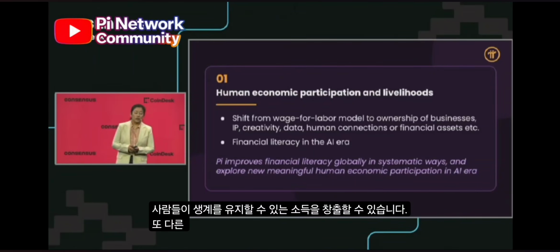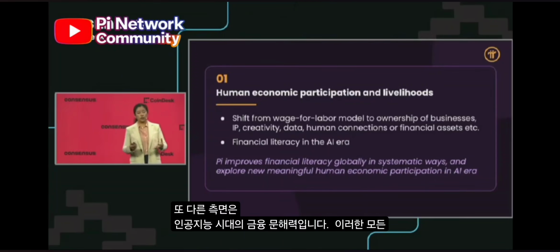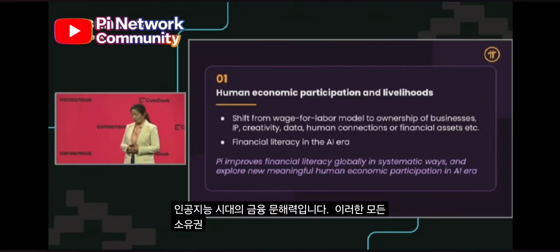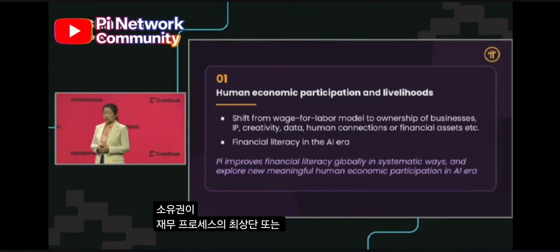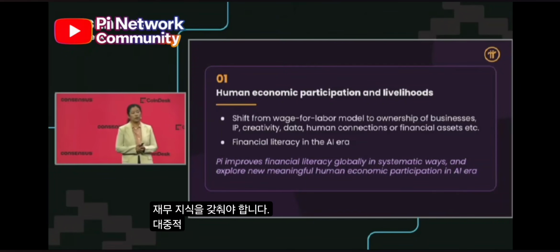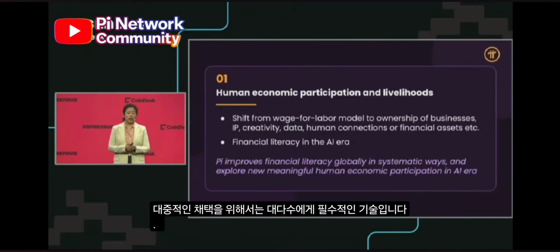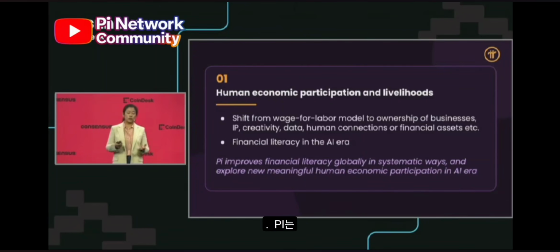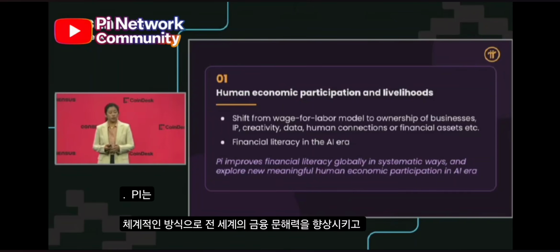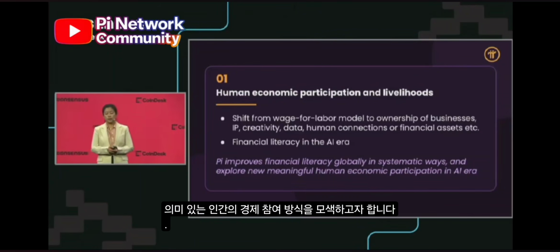Another aspect is financial literacy in the era of AI. In order for all these ownerships to be inside the financial processes, people need to be financially literate. It's a must-have skill for the majority, for mass adoption. So Pi actually intends to improve financial literacy globally in a systematic way and explore new, meaningful human economic participation in the age of AI.